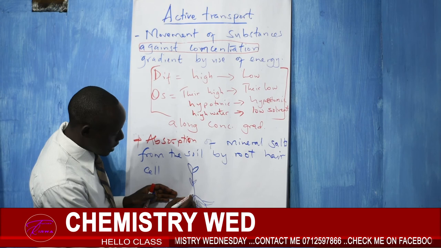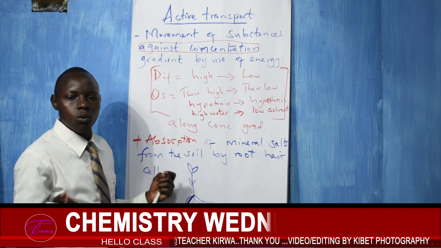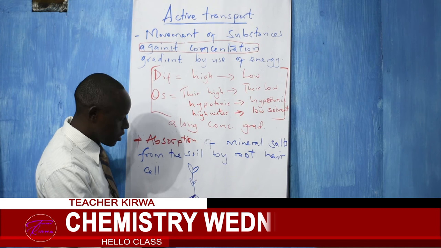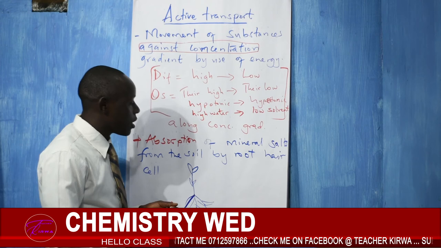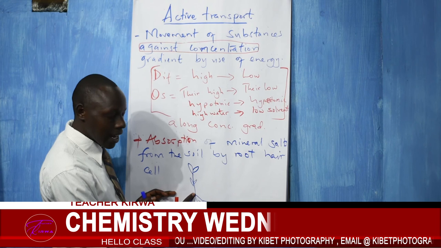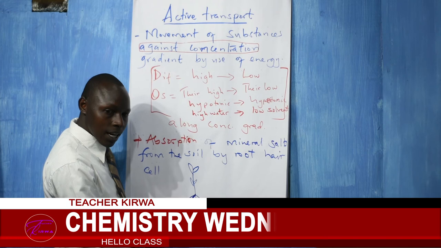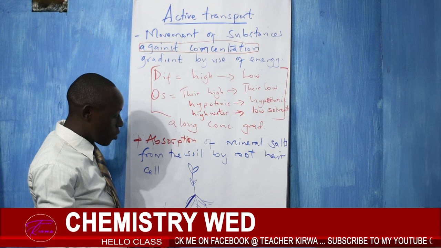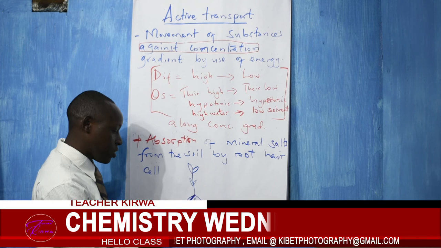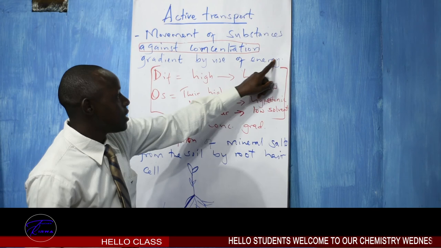That means inside the root hair cell, we can be having either high or low concentration of mineral salts inside here, but they will always come from the soil to the root hair cell. If you consider diffusion, then you will say movement from high to low. That means you will say, because it is high in the root hair and low in the soil, you will say move from the root hair to the soil. That is wrong. It is movement by active transport, because whether it is high here or low here, it will always move from the soil to the root hair cell.